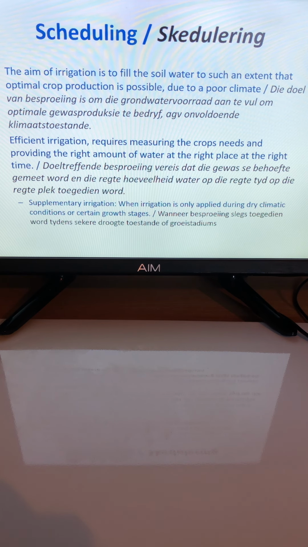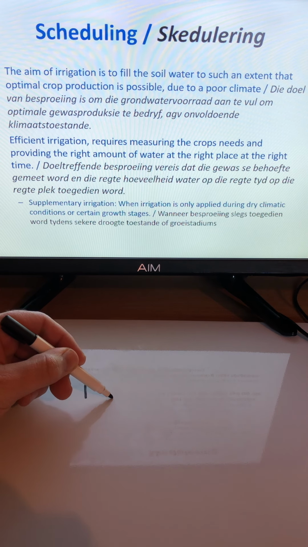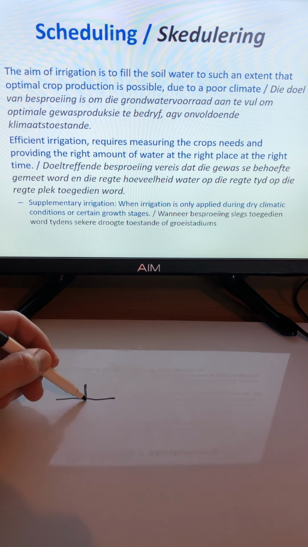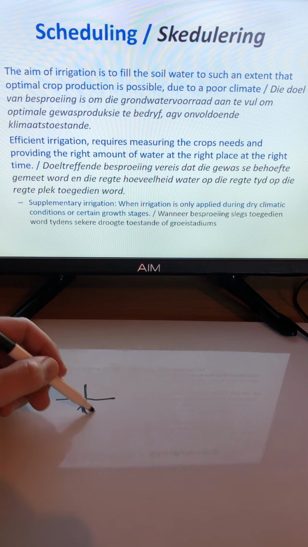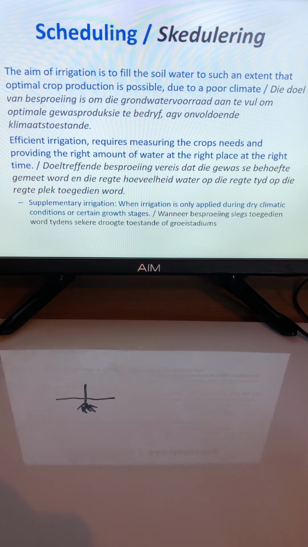So firstly, you need to know what the crop's needs are, and then you need to apply the right amount of water at the right place at the right time. So if I can sketch this, you've got this crop, and there's the soil, and now you've got your roots. So firstly, you need to know what this crop needs, how much water it needs, and then you look at the root system.